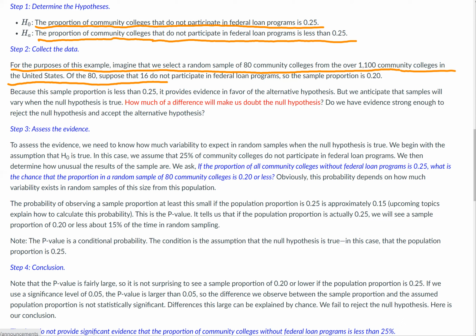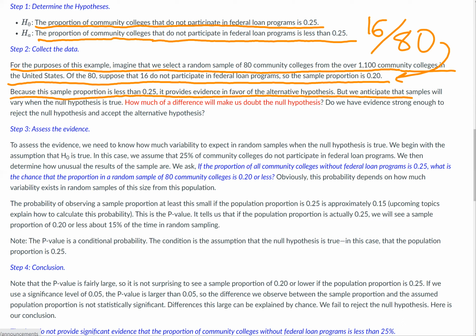Of the 80, suppose that 16 do not participate in federal student loan programs, so the sample proportion is 0.20. 16 divided by 80 would be 0.20. Because this sample proportion is less than 0.25, it provides evidence in favor of the alternative hypothesis. So it does seem like, based on this one sample, 0.20 is the proportion of community colleges that do not have student loan programs. But we anticipate that samples will vary when the null hypothesis is true.